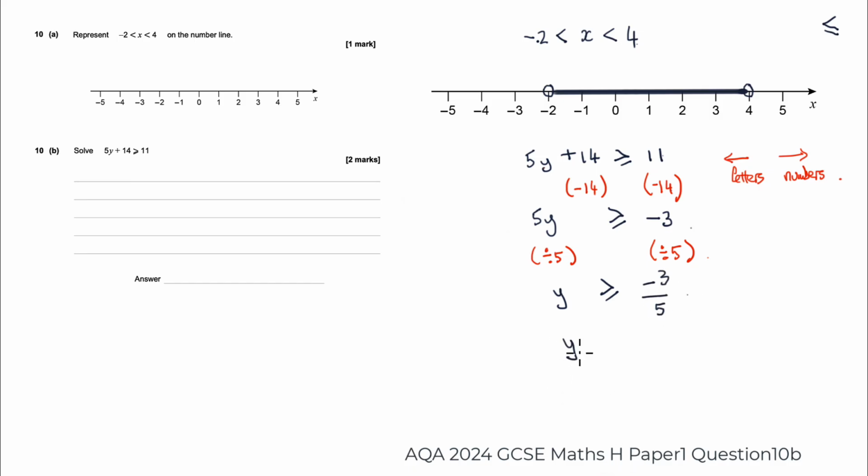And what is that answer? Well, a negative divided by a positive gives you a negative number. And 3 divided by 5 is written as 3/5. So don't leave it as negative 3 divided by 5. It's the negative of 3/5. That's your final answer. So all the numbers greater than or equal to negative 3/5.